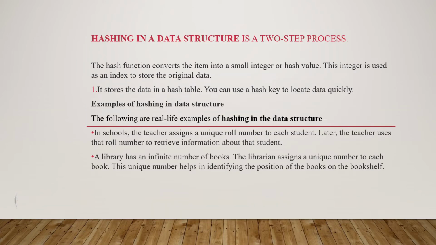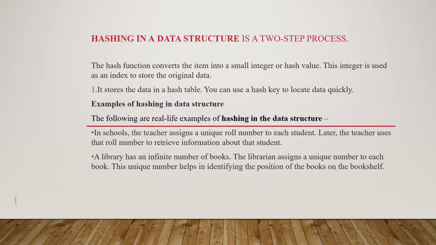Hashing in a data structure is a two-step process. The hash function converts the item into a small integer or hash value. This integer is used as an index to store the original data. It stores the data in a hash table. You can use a hash key to get data quickly.